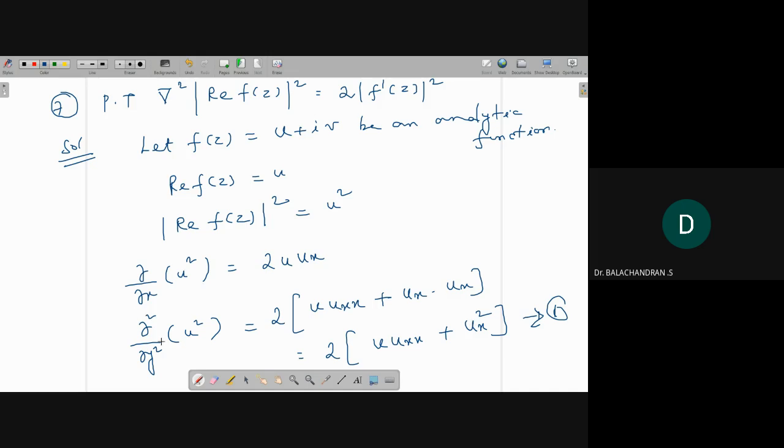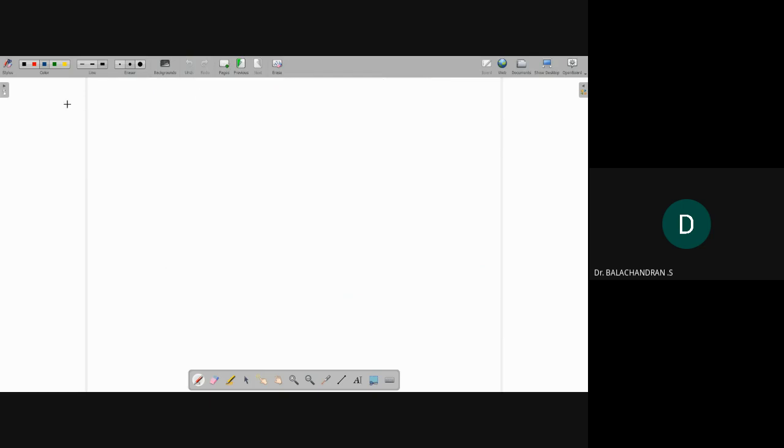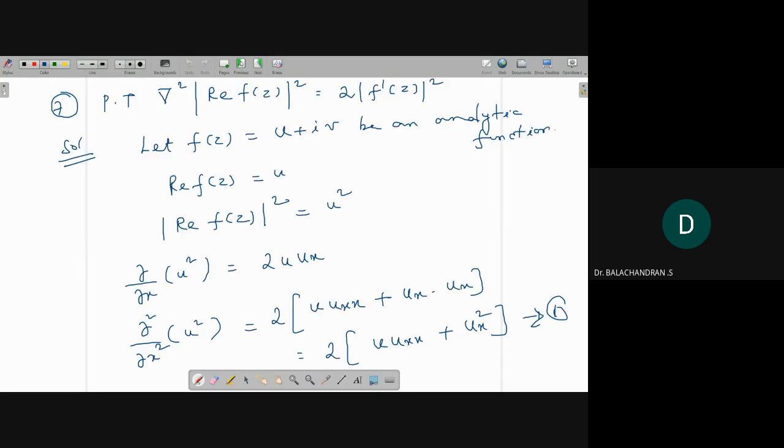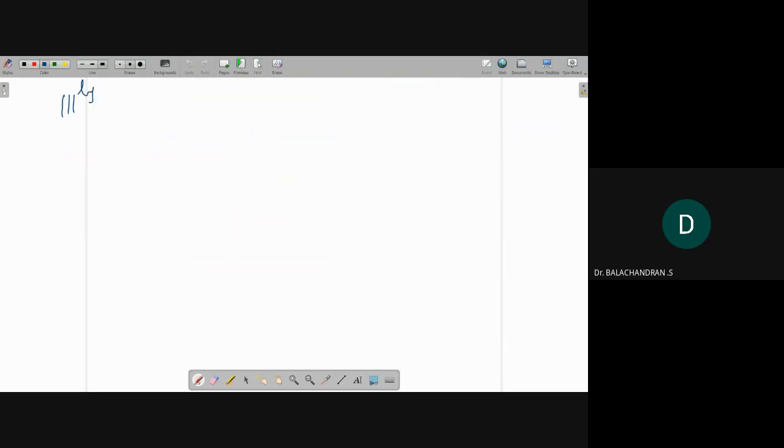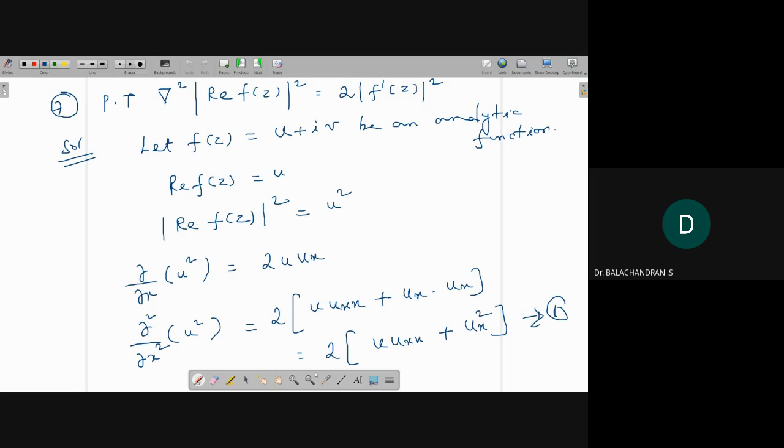Similarly, sorry, this is dou square by dou x square. I think you are also tired. Similarly, dou square by dou y square of u square is equal to 2 times uyy plus uy square.